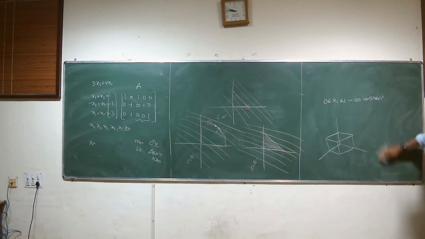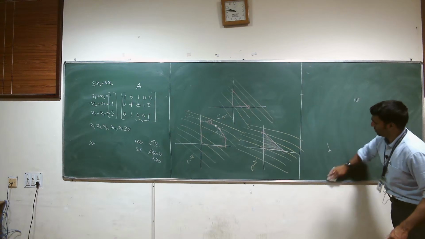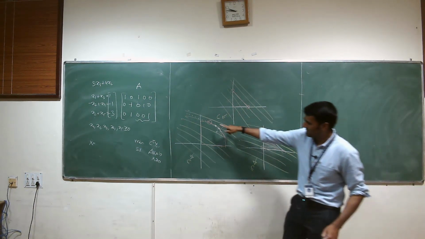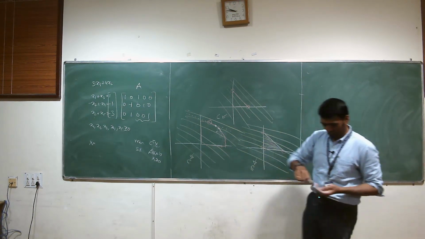So we really need a better way of dealing with this problem, because even though the solution occurs at the vertices, we can't simply enumerate these vertices.